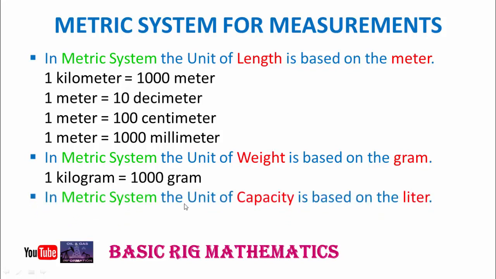And the last one, the unit of capacity is based on the liter. One cubic meter is equal to 1000 liter. It means 1 cubic meter volume, there is inside the 1000 liter of water.